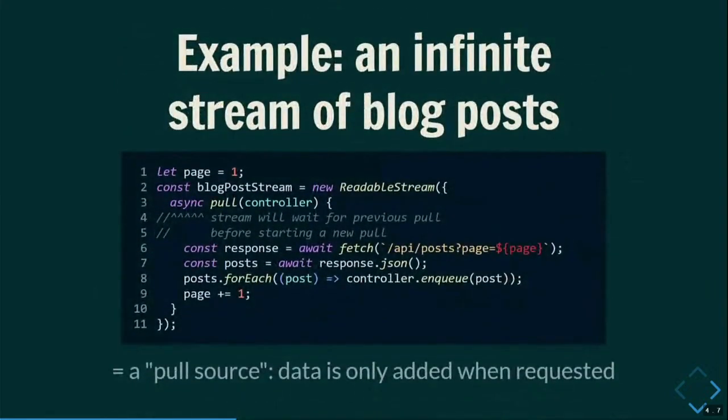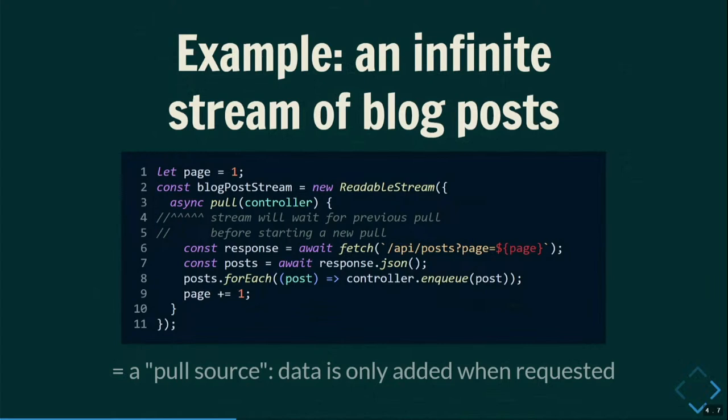Another way of writing a stream is a pull source, where you make sure that you only start requesting data when a consumer is asking for it. This is a bit more efficient, because otherwise you're just piling up data in memory that is not being used.